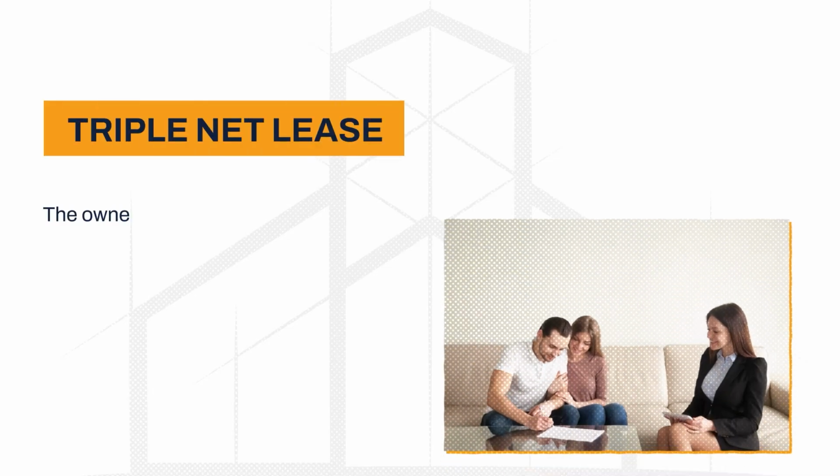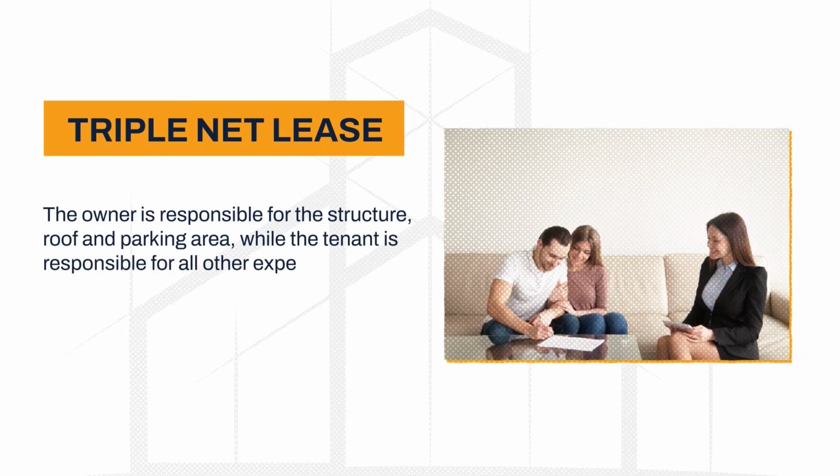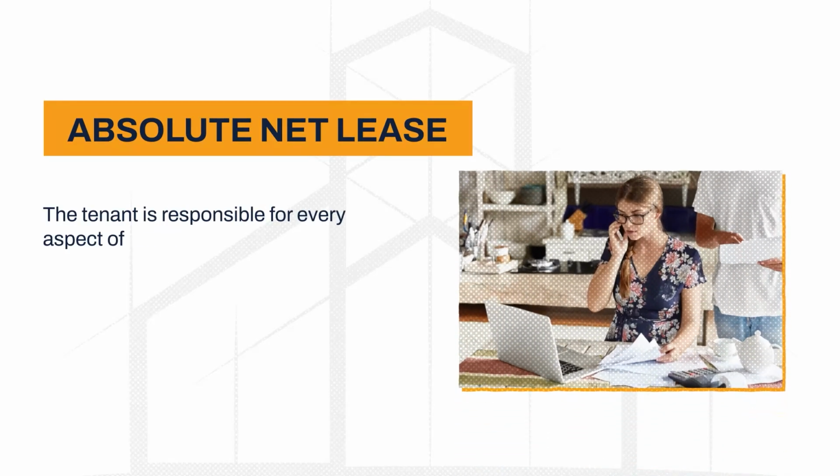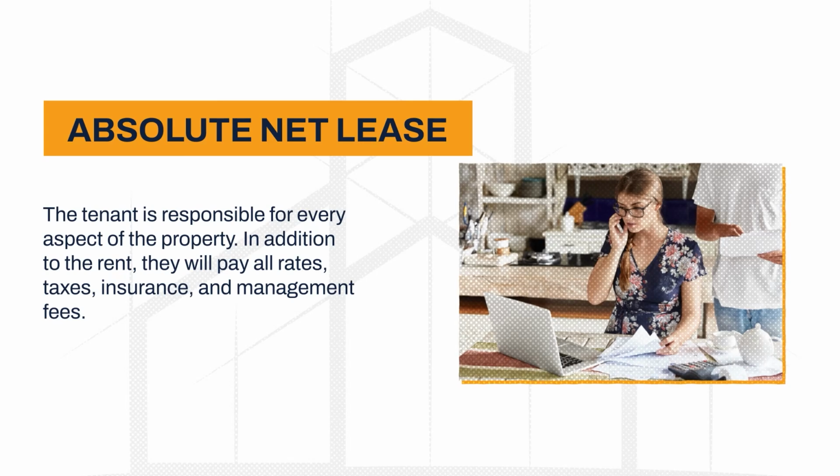The third type is a triple net lease. This means the owner is responsible for the structure, roof, and parking area, while the tenant is responsible for all other expenses. Finally, in an absolute net lease, the tenant is responsible for every aspect of the property. In addition to the rent, they will pay all rates, taxes, insurance, and management fees. They will also look after the structure, repairs, and maintenance. These are usually for large freestanding businesses like Bunnings or Woolworths.